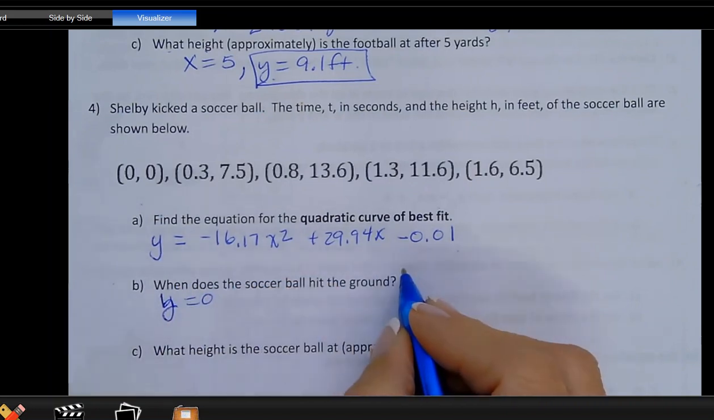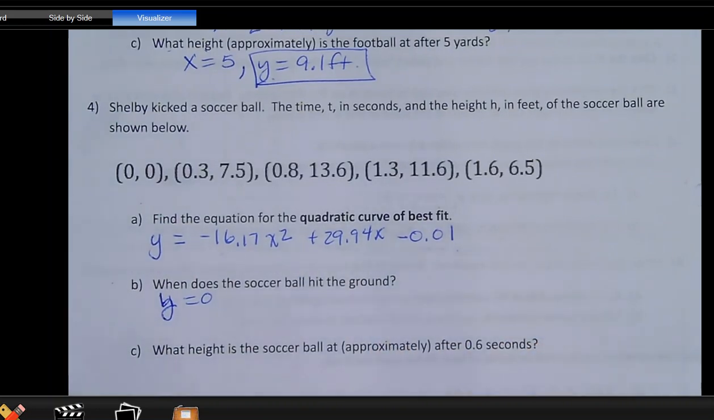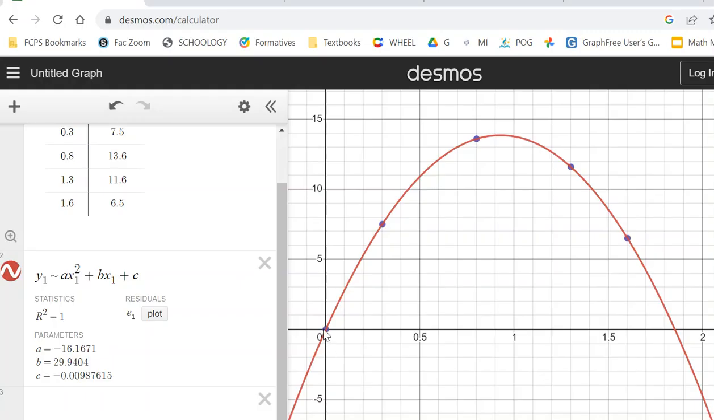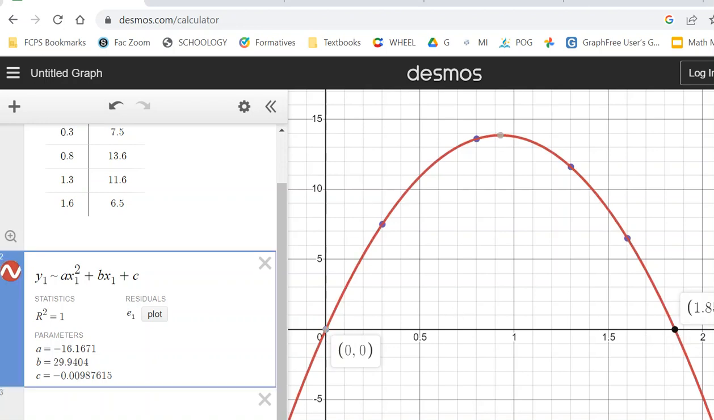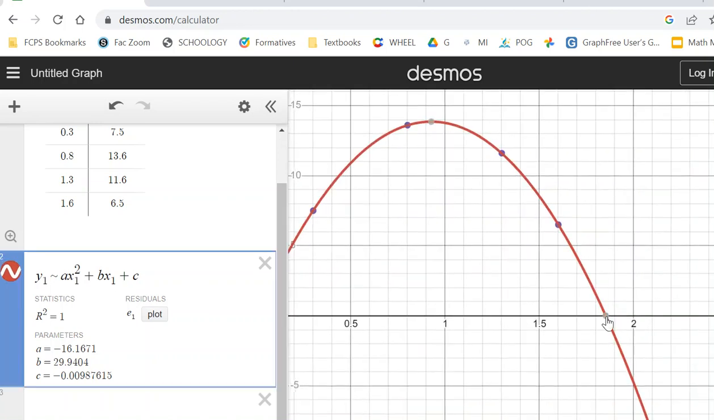So I set the whole thing equal to 0, right? I'm going to look at my Desmos graph, and I'm going to have the graph tell me exactly where my zeros are. I have a 0 right here, 0, 0 is where I started, and then here's my other 0. I'm going to click on it so you can read it: 1.85, 1.852, 0.